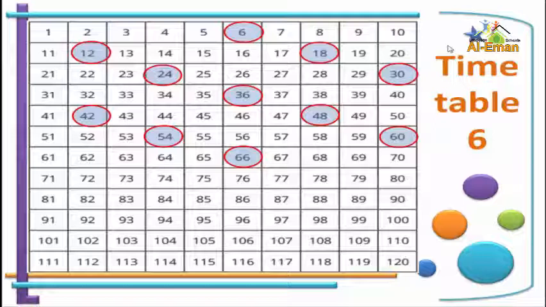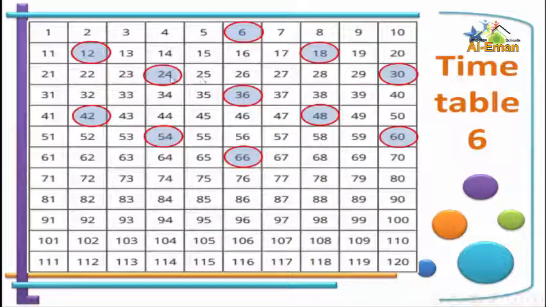Timetable 6. The multiples of the number 6 from the 120 chart are the same as the results of the multiplication table 6. 6 times 1 equals 6. 6 times 2 equals 12. 6 times 3 equals 18.